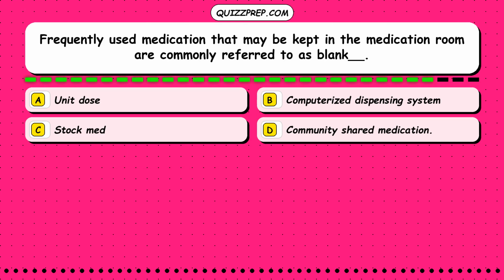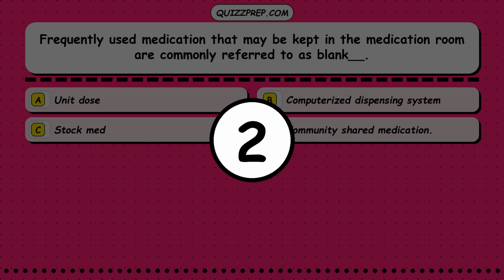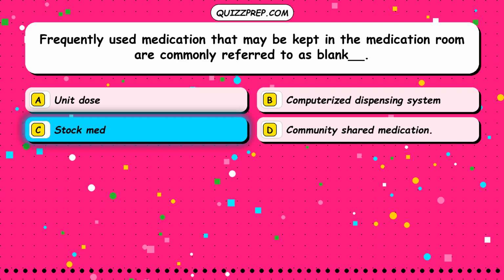Question 100. Frequently used medication that may be kept in the medication room are commonly referred to as blank. Option A, unit dose. Option B, computerized dispensing system. Option C, stock med. Option D, community shared medication. The correct answer is option C, stock med.